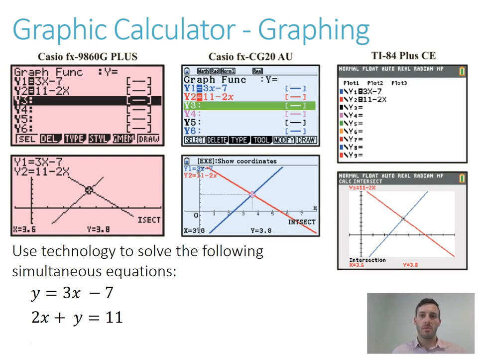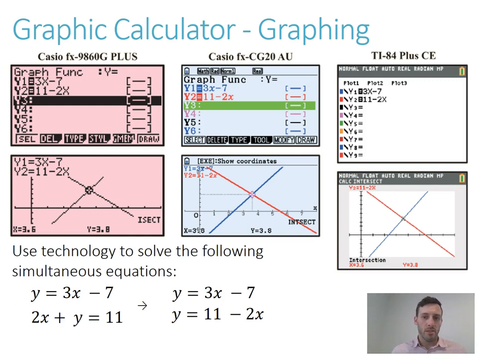There are a number of different types of graphics calculators, but they all have similar functionality. Enter into the graphing function on the menu and enter the equations you want to solve. In this example, you'll notice the second equation is in the general form. We need to rearrange the equation to get it into the gradient intercept form to enter into the calculator.